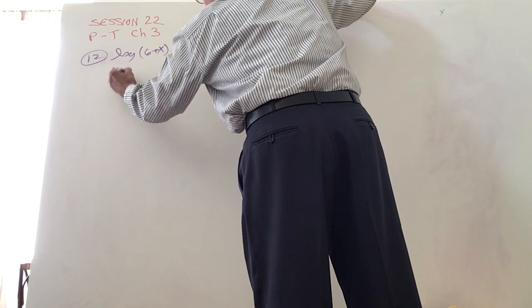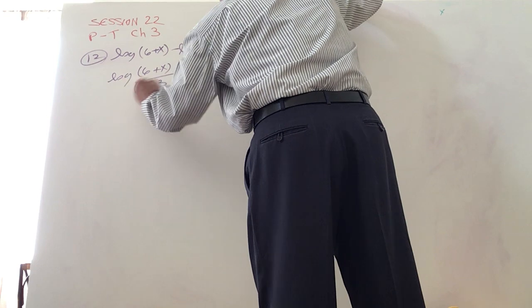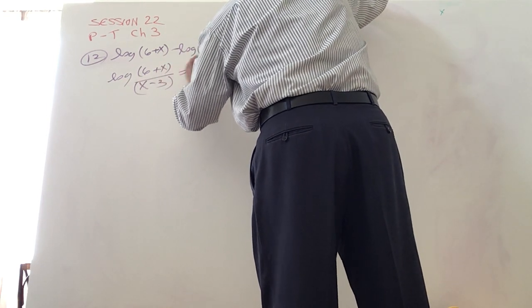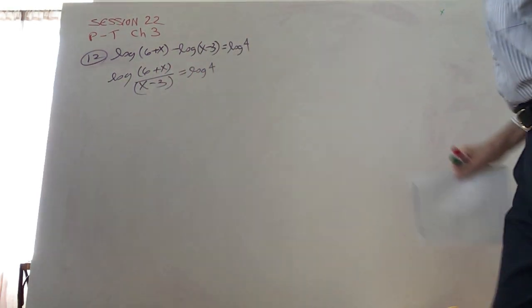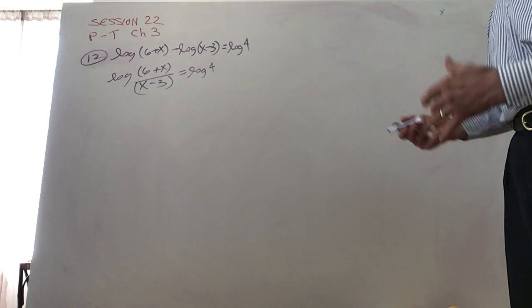So let's go ahead and say (6 plus x) over (x minus 3) is equal to log of 4. Now, we're not going to divide by log. That's a common misconception. We're not dividing by log. What we're saying is these are equal.